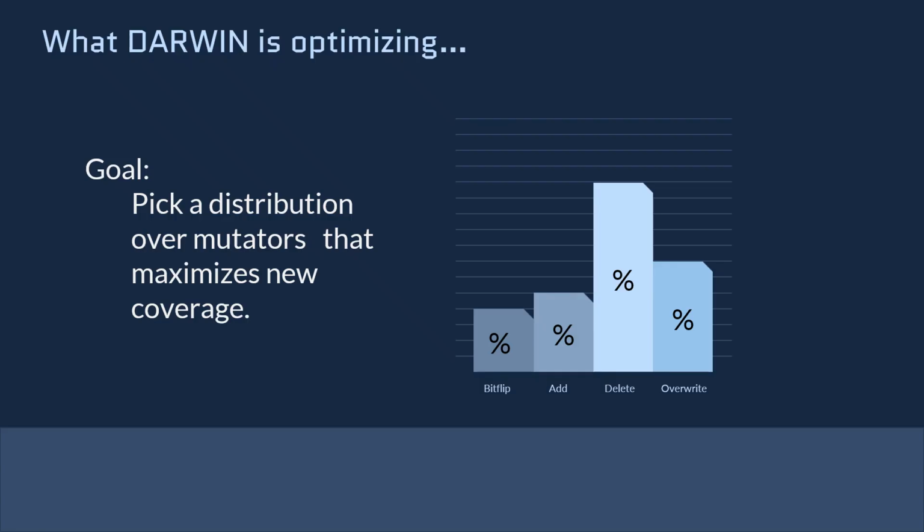Another key concept is that Darwin is not actually trying to invent new mutations throughout the process to test, but it's just trying to use the existing ones as efficiently as possible.